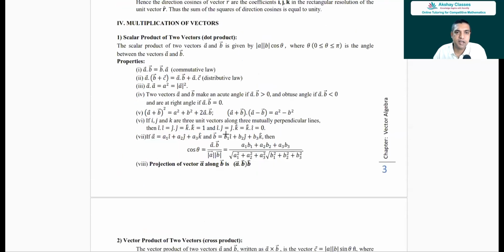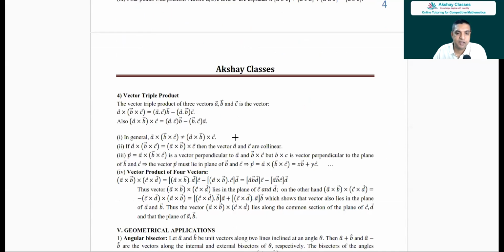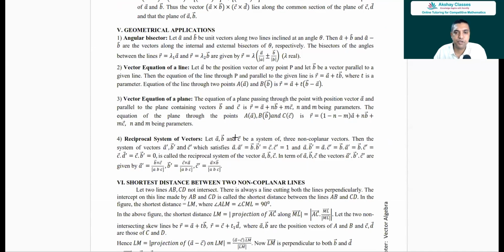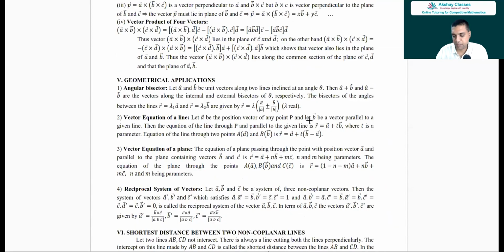In the next class we'll have multiplication of vectors. That's it. And some geometrical applications of vectors, vector equation of a plane. Very simple. And then we move on to vector calculus. And in vector calculus, some of these things we will be using very often, some of them we will not be using.